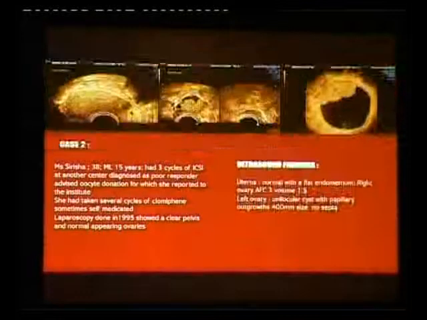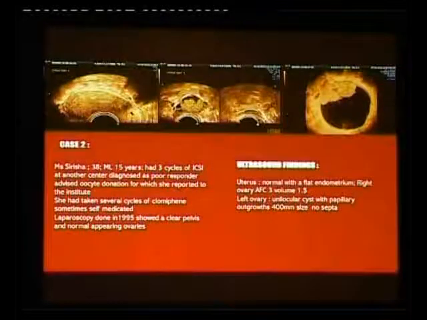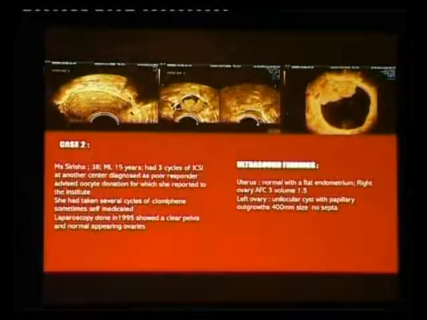This was a young woman who was 38 years old, married 15 years, failed 3 ICSI cycles in another center, diagnosed as a poor responder before she was referred to us for an oocyte donation program. In 95, her laparoscopy was normal. We went ahead and saw her ultrasound findings. Her uterus looked apparently normal. The right ovary had an antral follicle count of 1, and she was a poor responder.